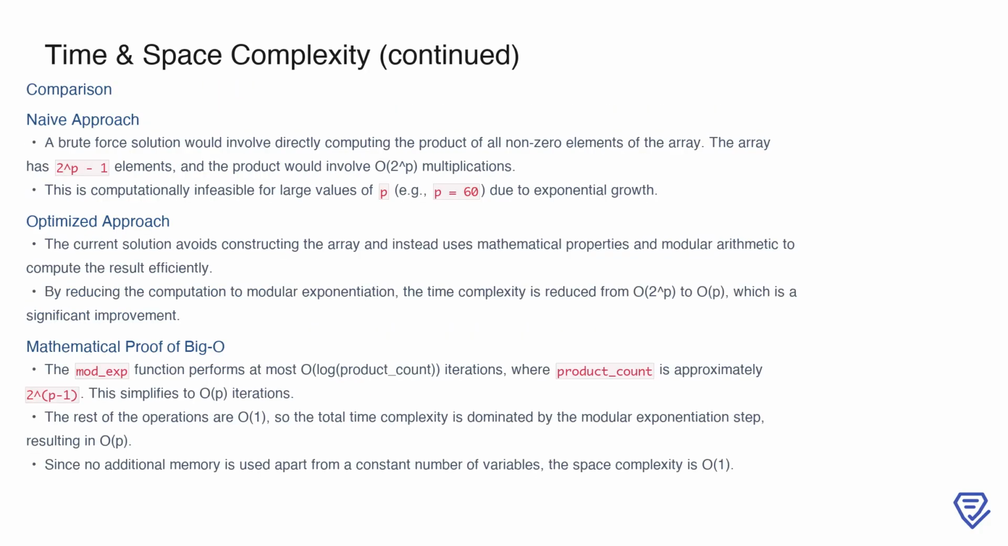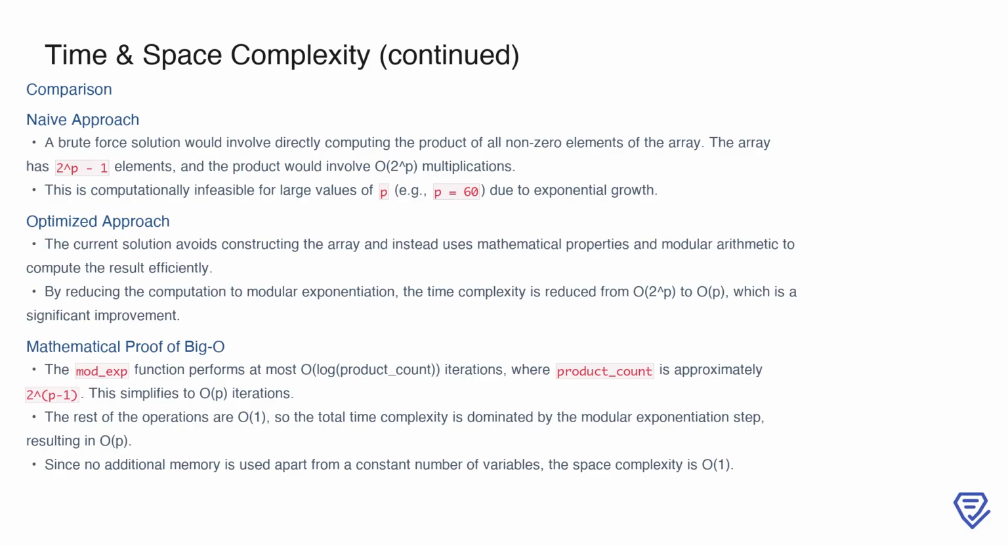To put this into perspective, let's compare our optimized solution with the naive approach. A brute force method would involve explicitly constructing the array of 2^p - 1 elements and then calculating the product of all non-zero elements. This would require O(2^p) multiplications, which becomes computationally infeasible for large p-values like p equals 60 due to the exponential growth.